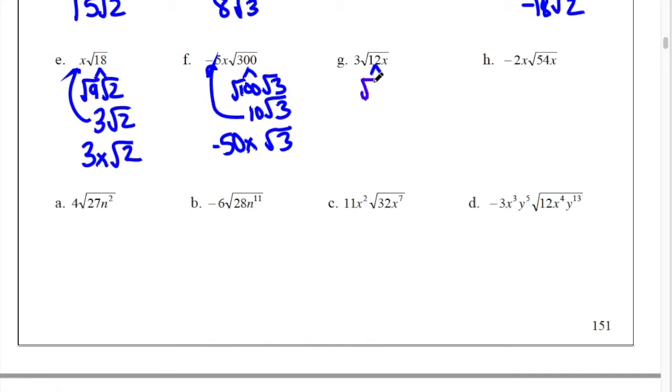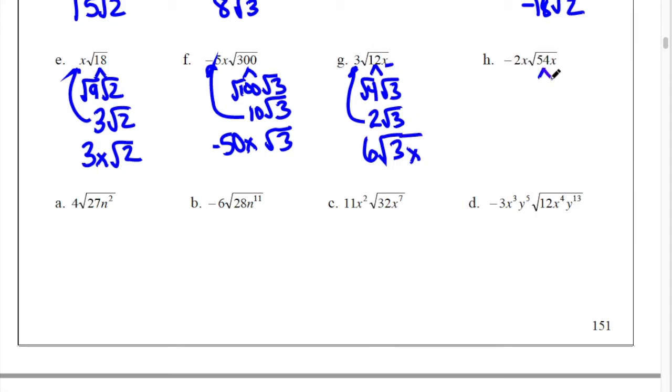12 is 4 and 3, which is 2 root 3. The 2 gets combined with the 3 to be 6. The 3 stays in the radical, and the x stays in the radical.